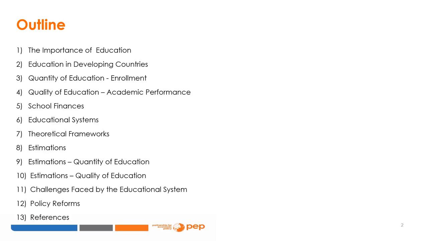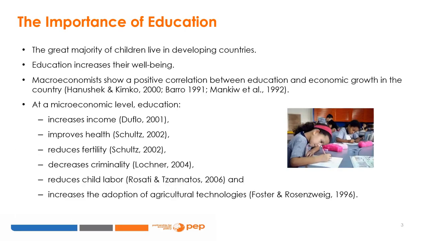12. Policy reforms. This class is structured following Chapter 16 by Paul Glewwe and Michael Kremer, titled Schools, Teachers, and Educational Outcomes in Developing Countries, from the Handbook of the Economics of Education, Volume 2, 2006. But plenty of literature is made available to complement it. Let us start with the importance of education.